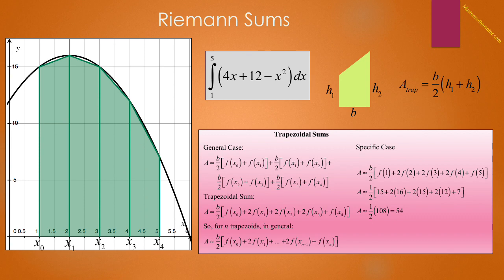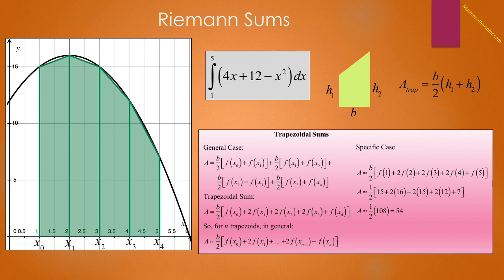So in our specific case, our area will equal b over 2 times the quantity f of 1 plus 2f of 2 plus 2f of 3 plus 2f of 4 plus f of 5. Since the base is 1, our area will be 1/2 times the quantity 15 plus 2 times 16 plus 2 times 15 plus 2 times 12 plus 7. And our approximate area will be 1/2 of 108, which is 54.